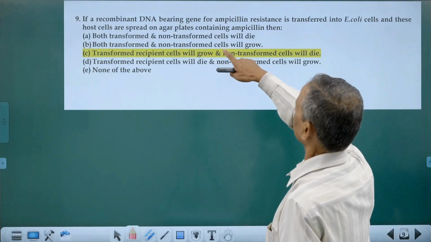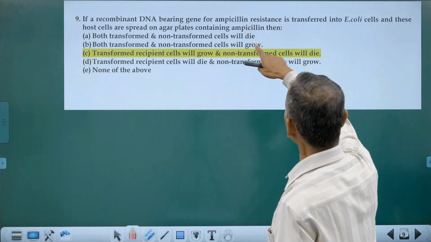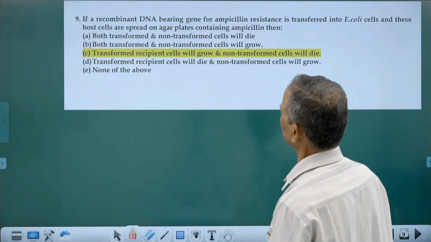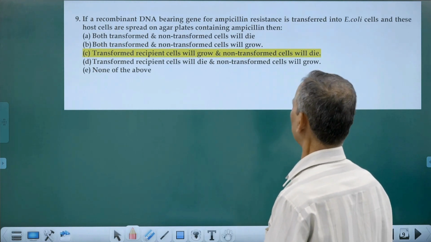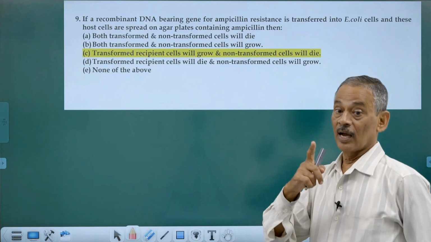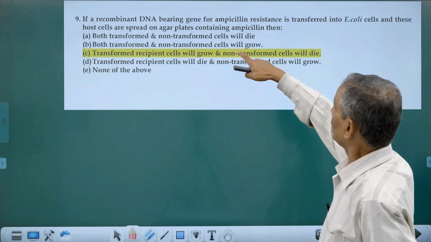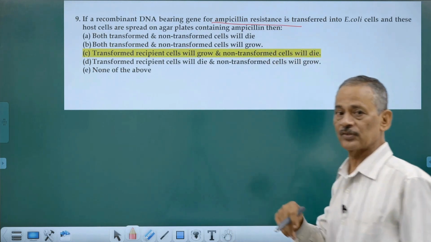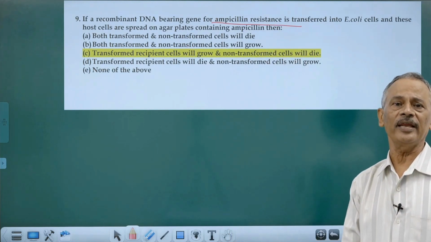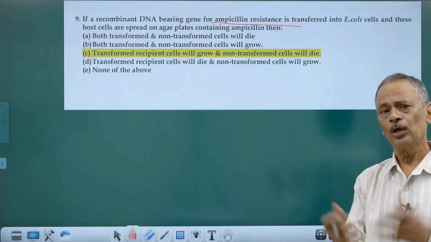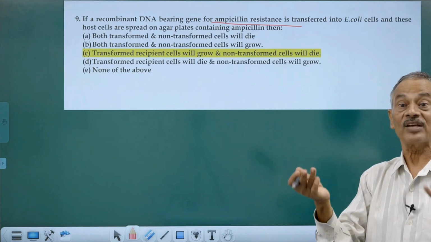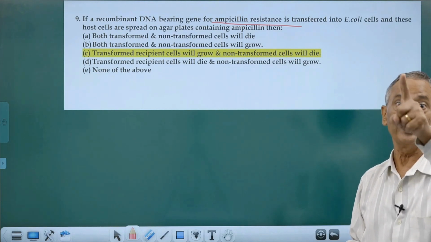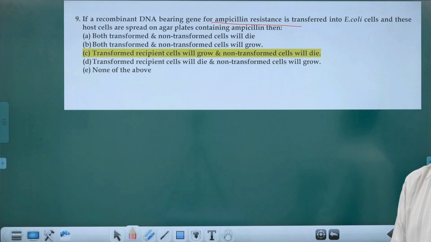If a recombinant DNA bearing the gene for ampicillin resistance is transferred to E. coli cells, and these host cells are spread on an agar plate containing ampicillin. See, our recombinant DNA has the gene for ampicillin resistance. They have ampicillin resistance. And if they are all cultured in a medium containing ampicillin, no problem. The host cells are now getting the ampicillin resistance. They have an ability to grow in an antibiotic-containing medium, an ampicillin-containing medium.